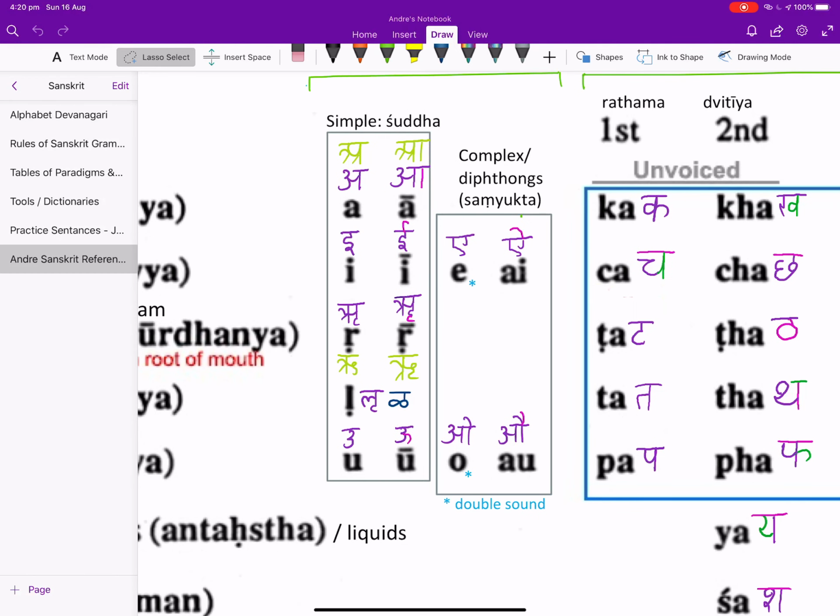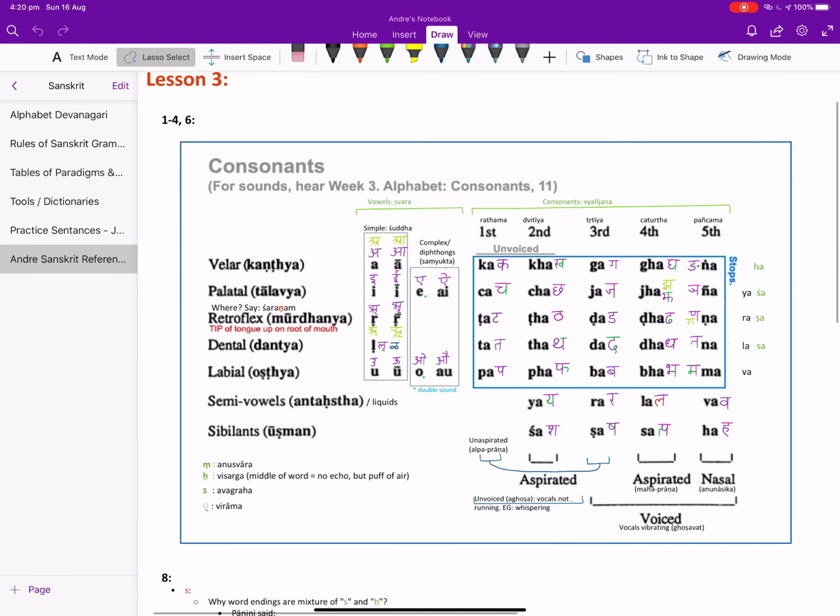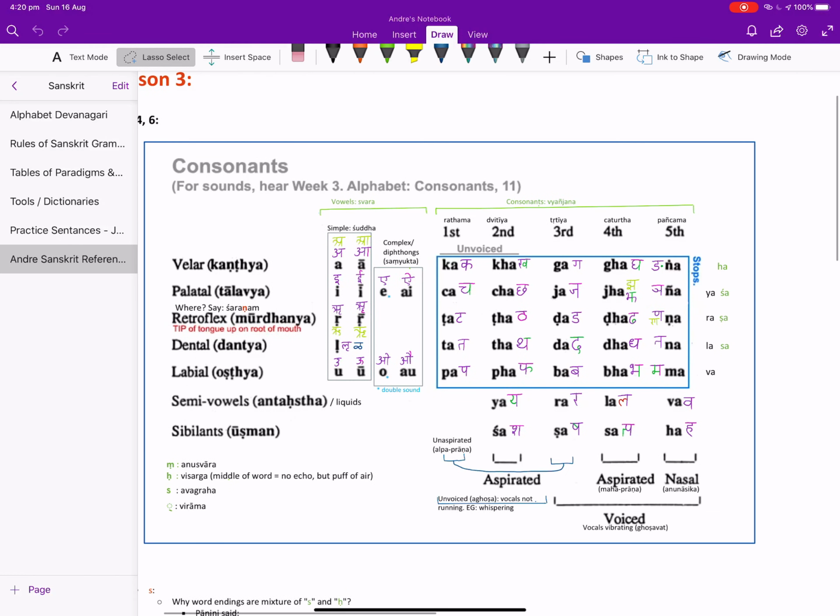Next. E, I, O, ow. Notice this is long. E, O. Now let's go into velars. What does velar mean? This is where the throat is involved. That means the sound is coming from the throat.